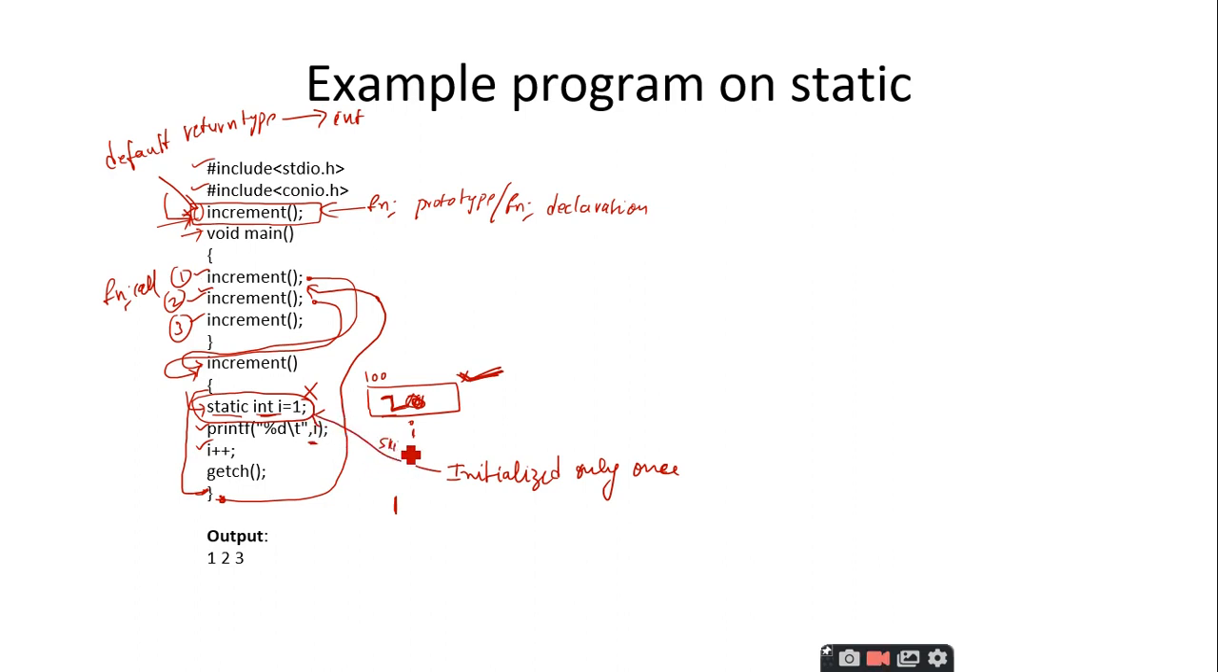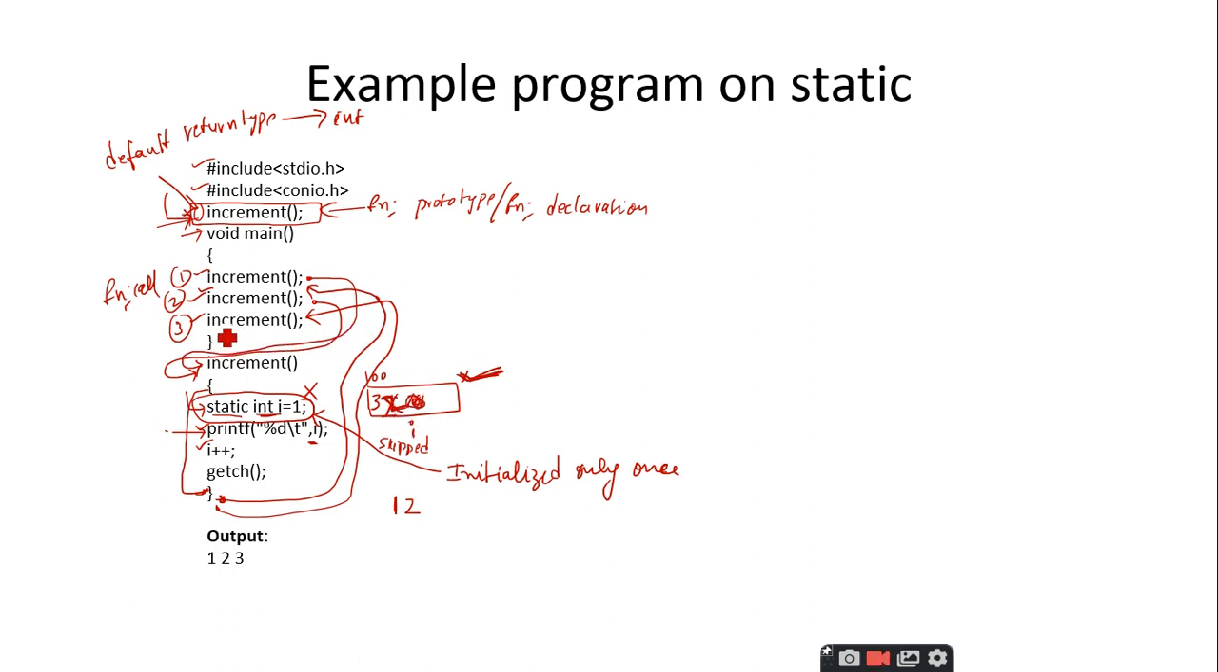This will be skipped. Why? Because the static variables have a property that they will be initialized only once. After this, the next statement will be executed. So printf %ld I. What is the value of I? It is 2. Therefore 2 will be printed. And then I will be incremented. So the value of static variable I becomes 3 here. And when the execution is completed, the control will return back to the calling function at this point. And you can observe that the variable is still alive. The memory is not deallocated, it is still alive.